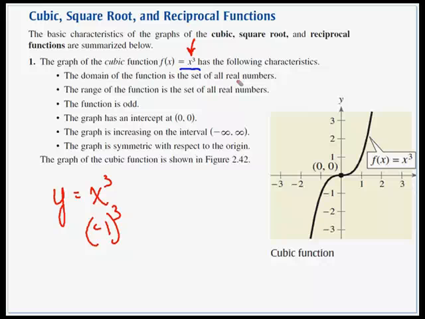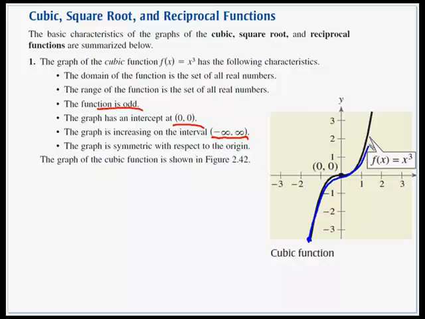So the domain is going to be all real numbers. Any x, positive or negative, we can put in there and cube it. The range is also all real numbers. We can get negative outputs or positive outputs from the cube function depending on what we put in. It's an odd function. It has an intercept right at the origin. It's increasing across the entire interval. From left to right, no matter where we pick on the graph, we are always increasing, up, up, up. It is symmetric about the origin.